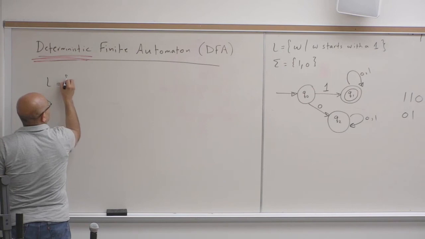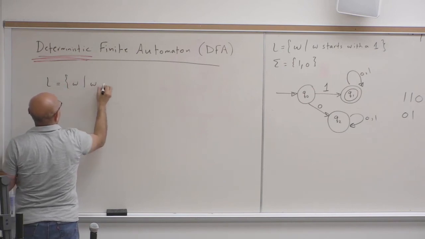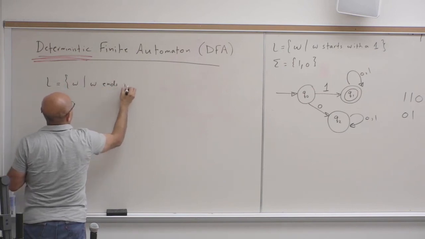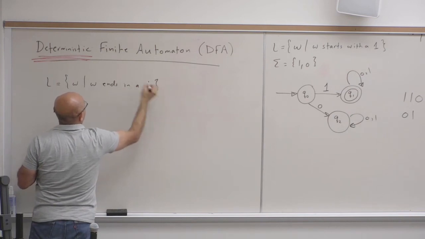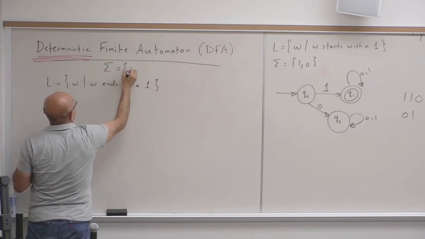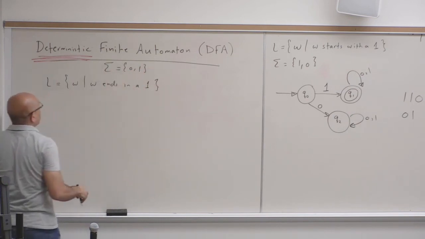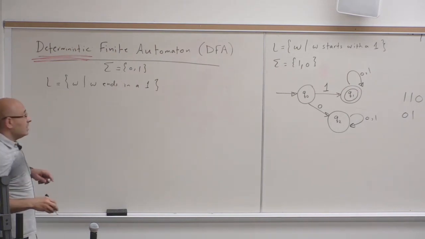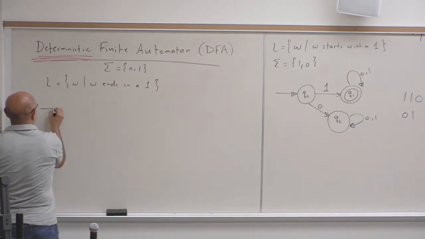L is the set of W such that W ends in a 1. And of course we have the same alphabet. So now let's see. This is our start state.